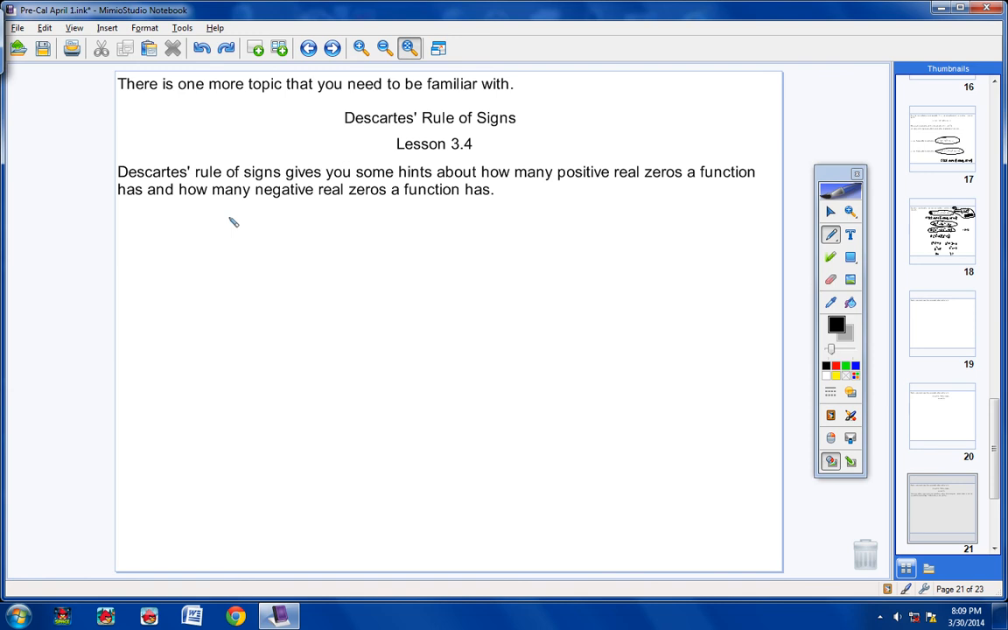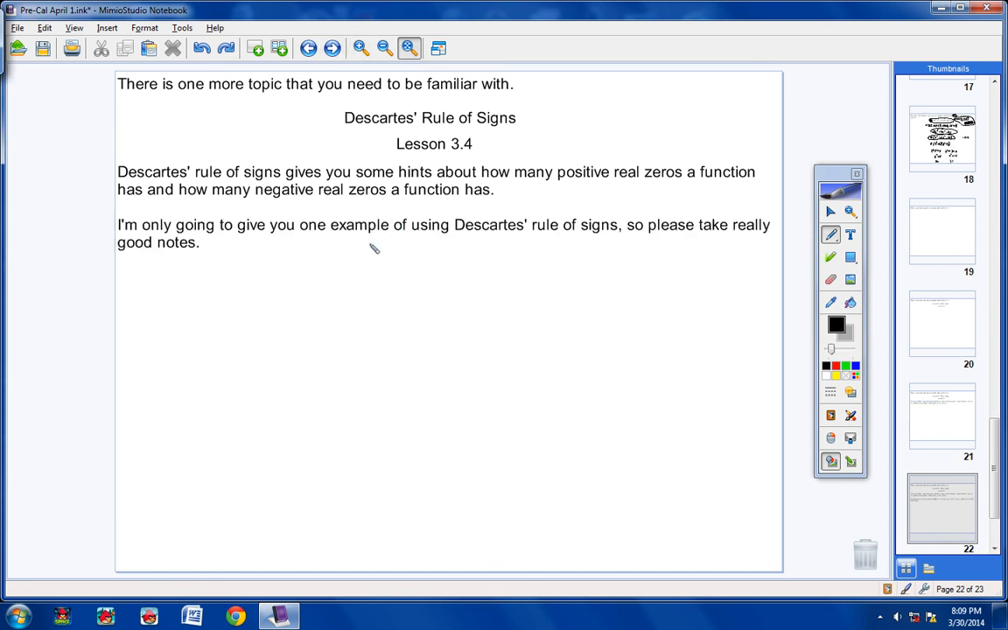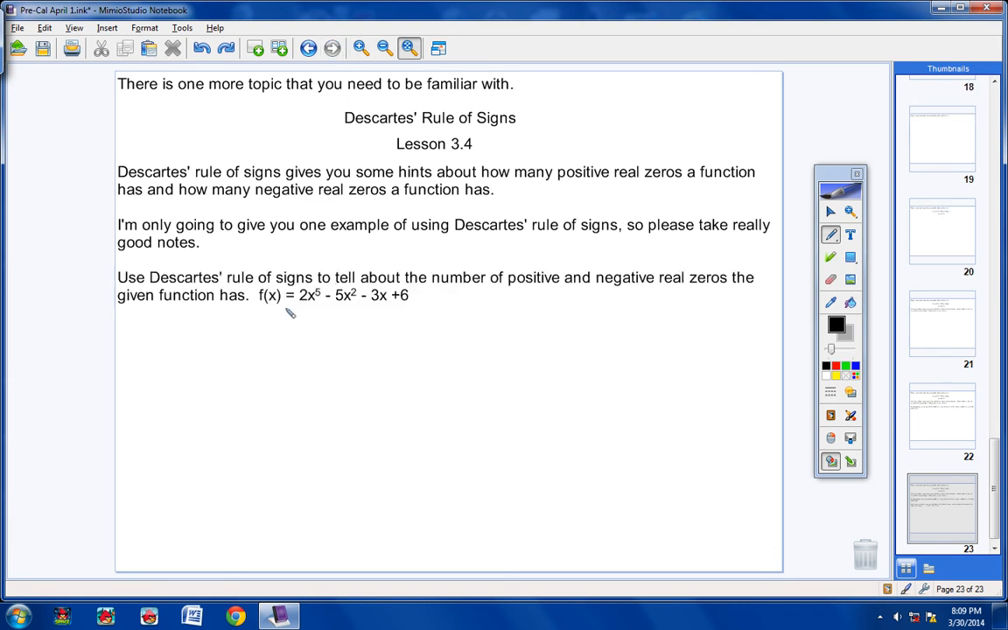Descartes' rule of signs gives you some hints about how many positive real zeros and how many negative real zeros a function can have. I'm only going to give you one example of these types of problems, so please take really good notes. Here's your one example. Use Descartes' rule of signs to tell about the number of positive and negative real zeros the given function has.